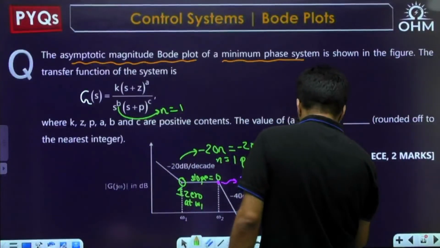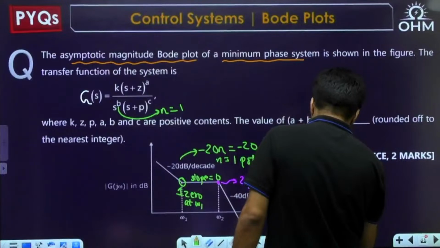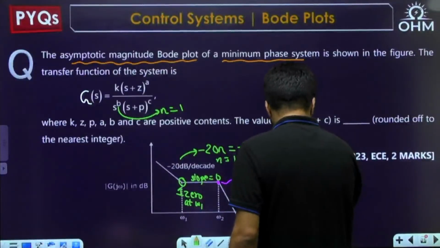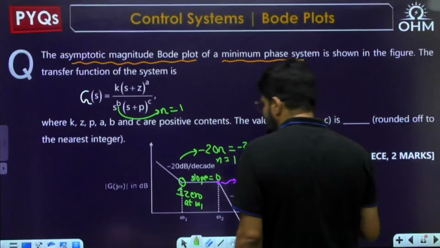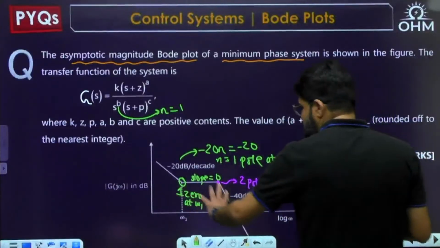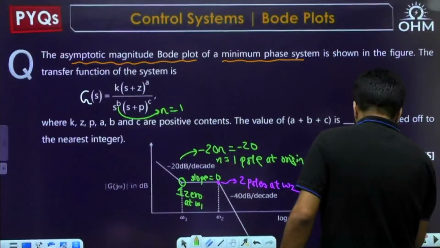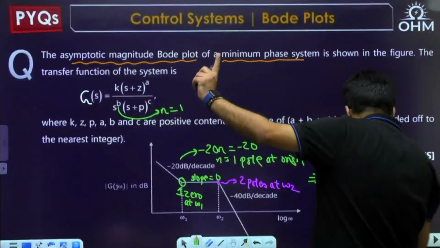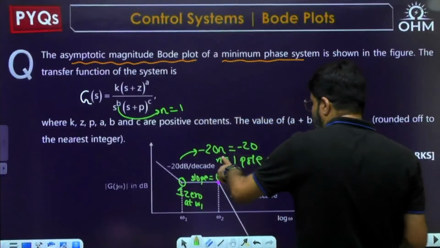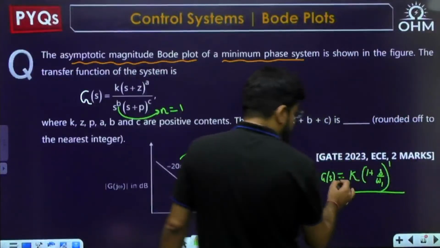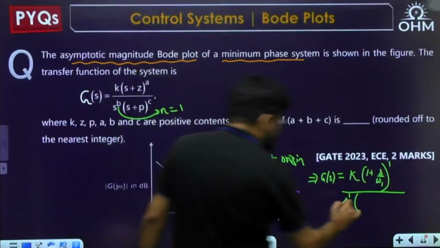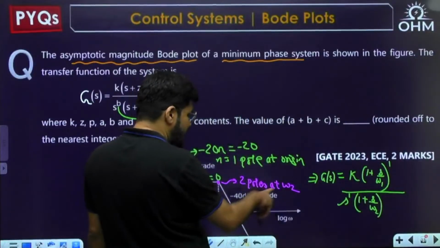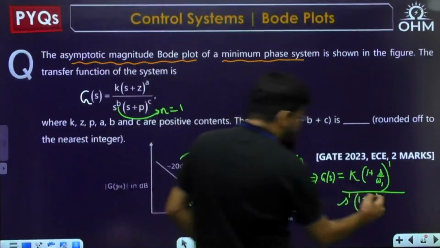Because of this much analysis, what we can say is that G(s)H(s) will be of the format K, some K. They only say G(s) here, which means unity feedback is considered. K into 1 plus s by omega 1, a single zero, so power 1, divided by s power 1, since there is 1 pole at the origin. Then there are 2 poles at omega 2. Time constant is 1 upon corner frequency, so 1 plus s by omega 2, and these are 2 poles, so power 2.